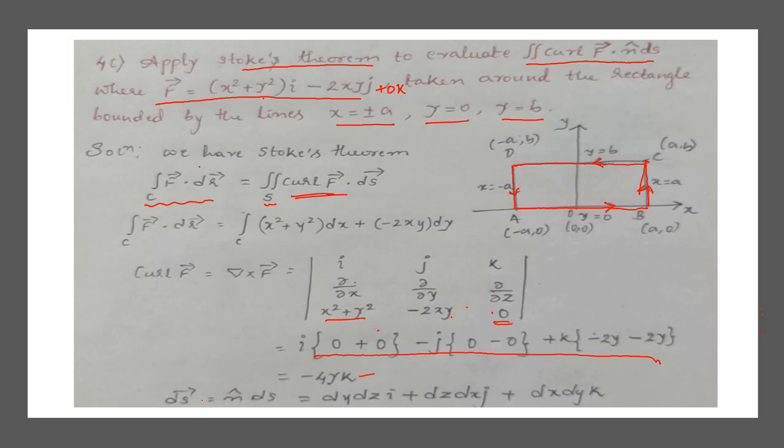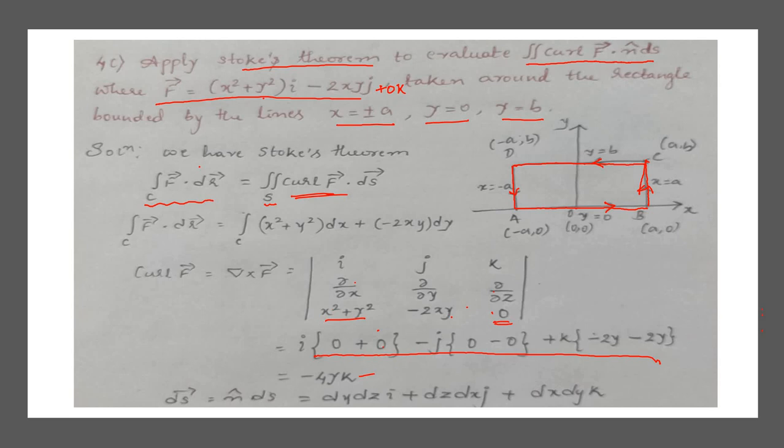Then I need to find ds. ds is nothing but n cap ds, which is given by dy dz i plus dz dx j plus dx dy k. Let us find this. As the coefficients of i and j are 0, we are left with only the coefficient of k. Therefore, the double integral is of minus 4y dy dx, as we are left with dy and dx.